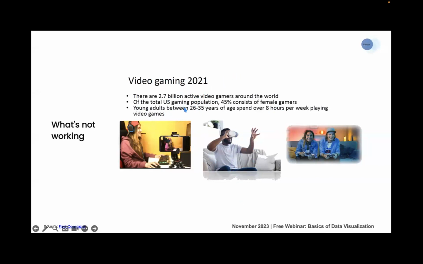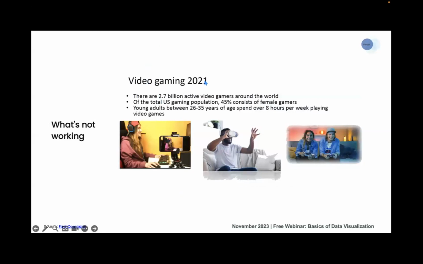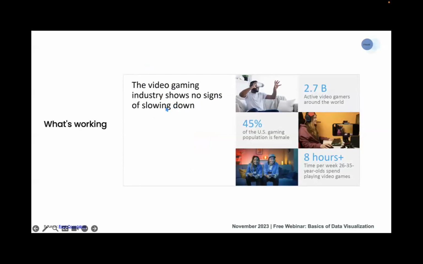Maybe you understand what this presentation is saying, but after the presentation, maybe 2 days later, 3 days later, months later, how many of you would potentially remember what you've seen? So to make it easier, you want to invite your audience's attention, right? Instead of saying video gaming 2021, you want to create a very short story. The video game industry is showing no signs of slowing down. Oh, wow, it's not slowing down. What does it mean? So there are these supporting numbers.